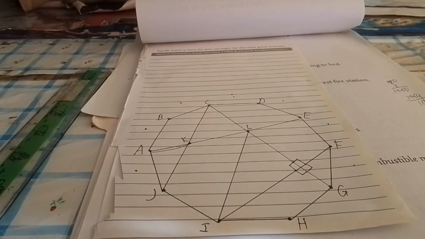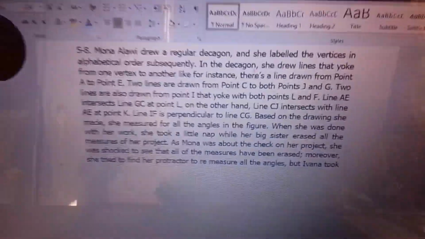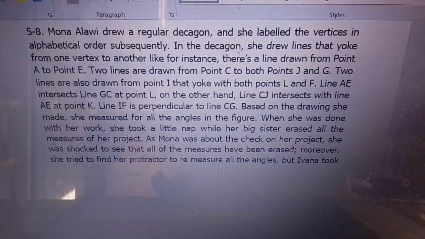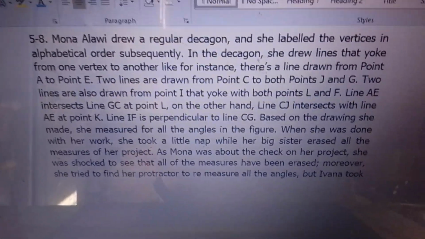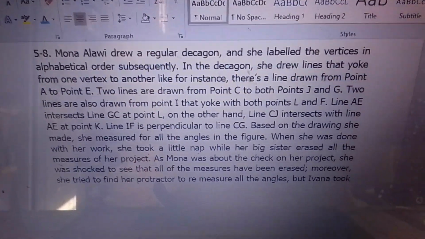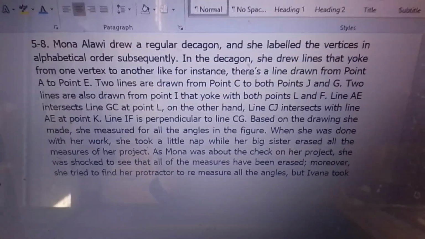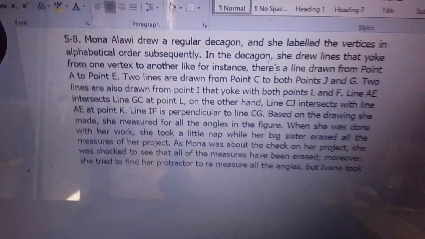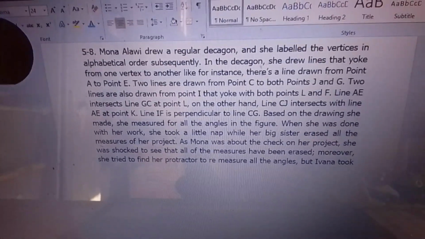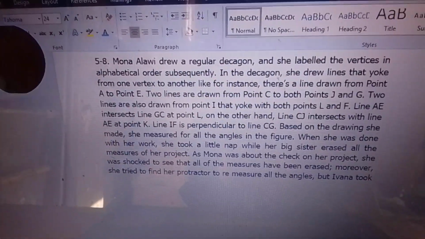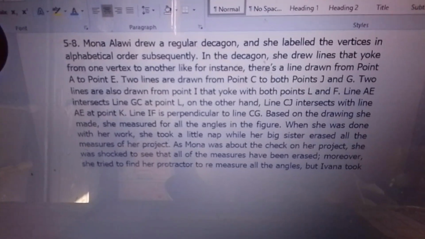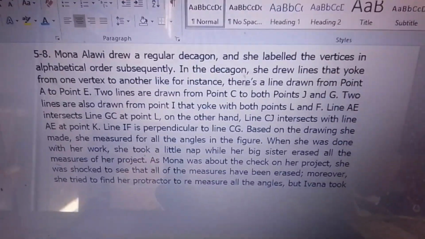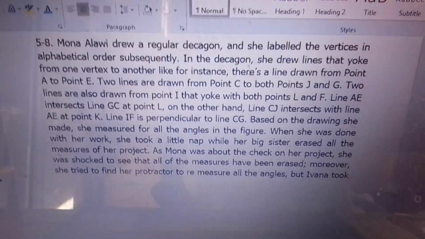Okay? Now, ito na. Based on the drawing that she made, she measured all the angles in the figure. When she was done with her work, she took a little nap, and while she slept, her big sister erased all of her work, all of the measures of her project. Ayan, that's Ivana Alawi. Si Ivana Alawi ay yung ate. Si Mona ay yung bunso. As Mona was about to check on her project, as she woke up, she was shocked to see that all of the measures have been erased.